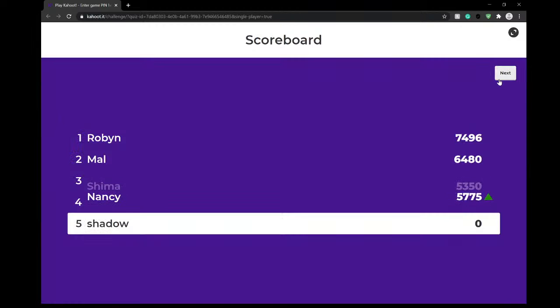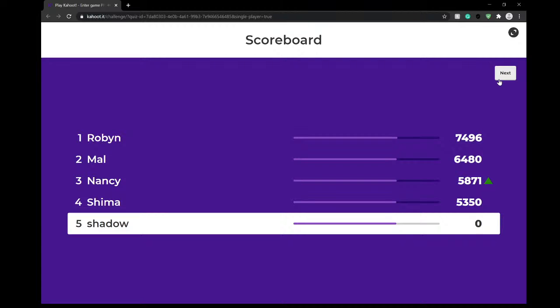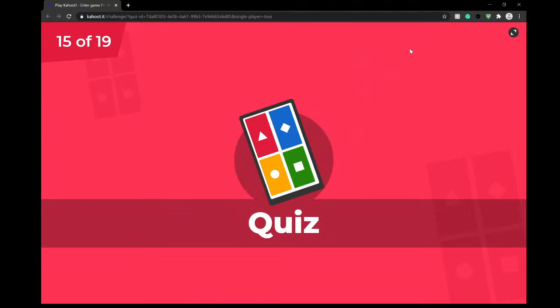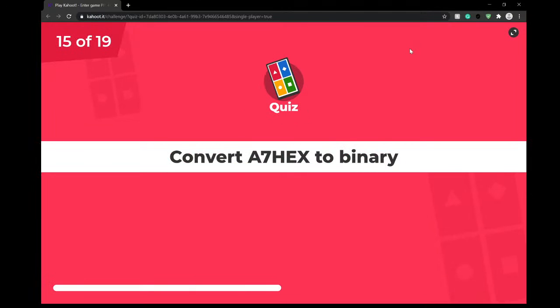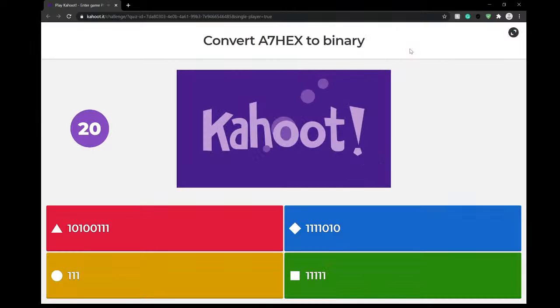All right, moving on to the next question. We're almost finished, guys. Convert A7 hex to binary. I know hex is supposed to be subscript, but Kahoot does not allow that, so we're just going to ignore that. Remember your hex conversions and your binary conversions. Let me write that up on my paper real quick.